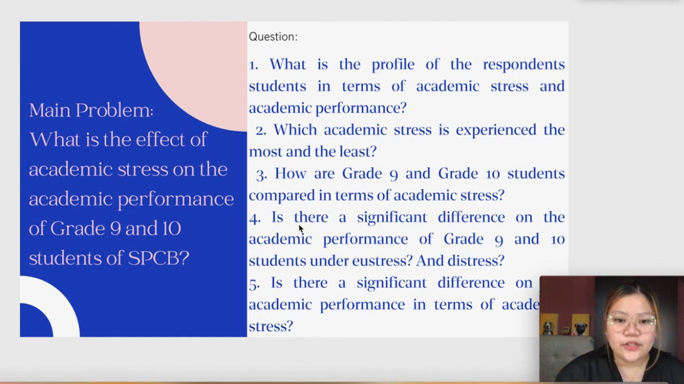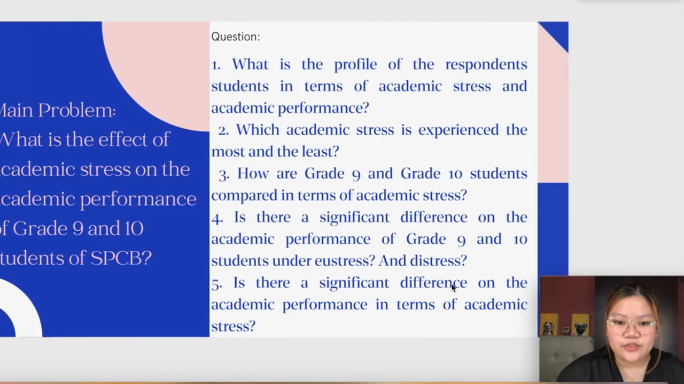And number 4, is there a significant difference in the academic performance of Grade 9 and Grade 10 students under eustress and distress? And lastly, number 5, is there a significant difference in the academic performance in terms of academic stress?